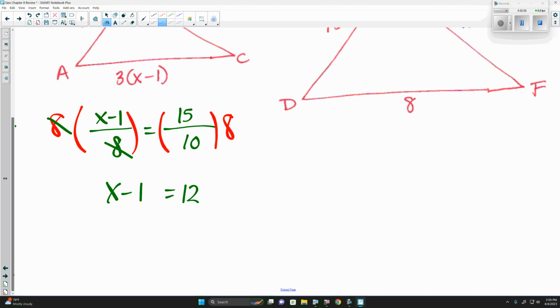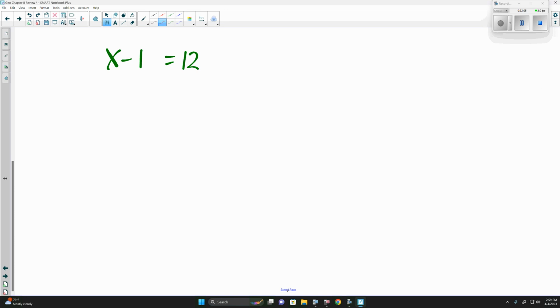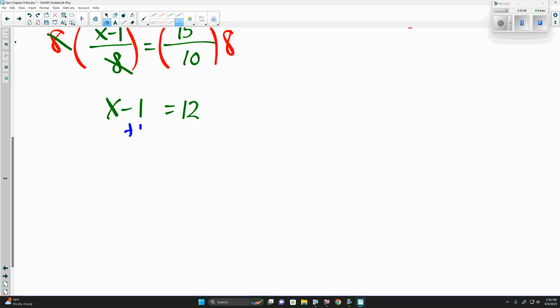The other one is x minus 1. Now we just need to solve from here. So x is 13. If we look at the directions, it just says to find the value of x that makes the two triangles similar. So the value of x is 13. We don't have to plug it back in. We're just finding x. Questions on any of this here?